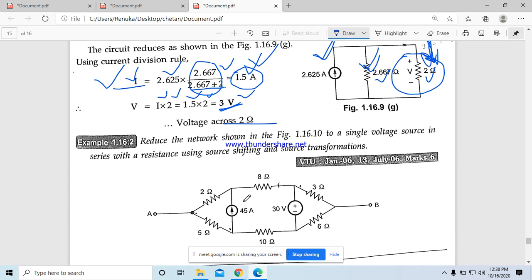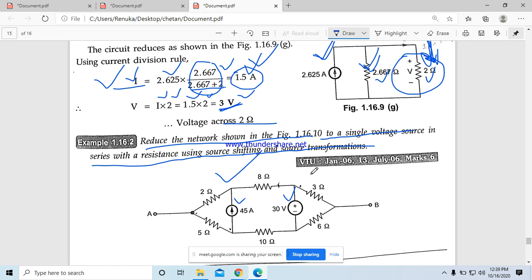Okay. Here, reduce the network shown in the figure. I have to reduce this to a single voltage source. Actually, here you have a voltage source and a current source. I have to reduce this so that I will get only one single voltage source in series with a resistor using the source shifting and source transformation techniques. I have to use these two techniques, source shifting as well as source transformation.